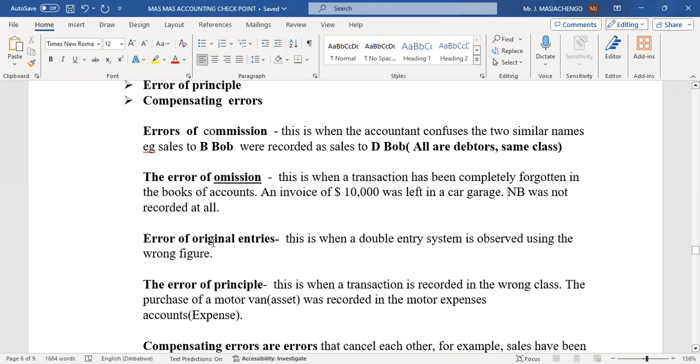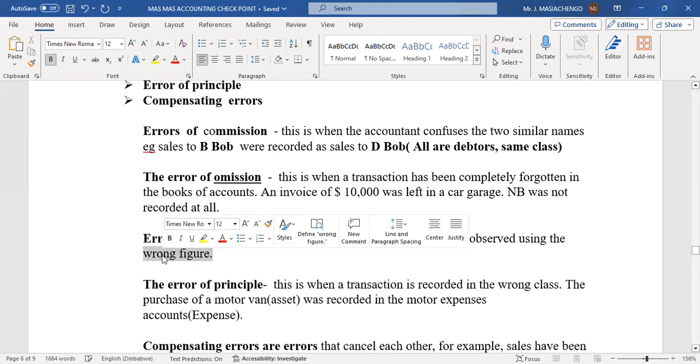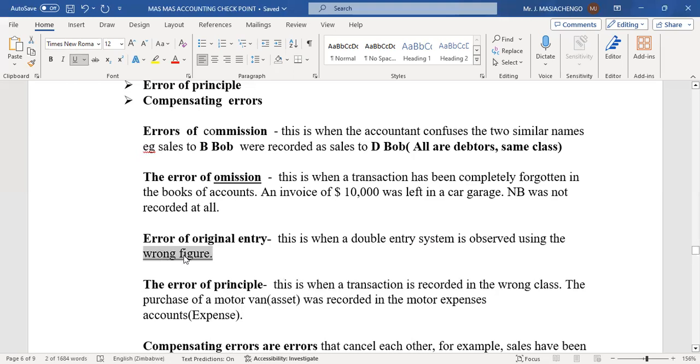We are moving on to the error of original entry. Okay, we can just say error of original entry. This is when double entry system is observed using a wrong figure. What's the error here? We are using a wrong figure to do correct double entry.